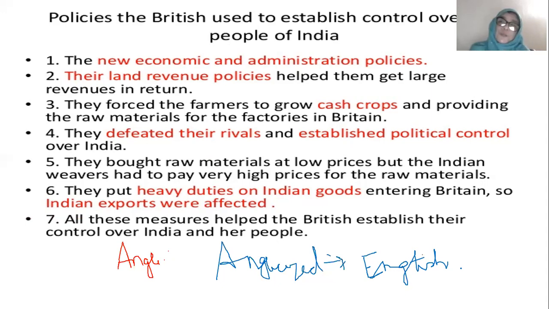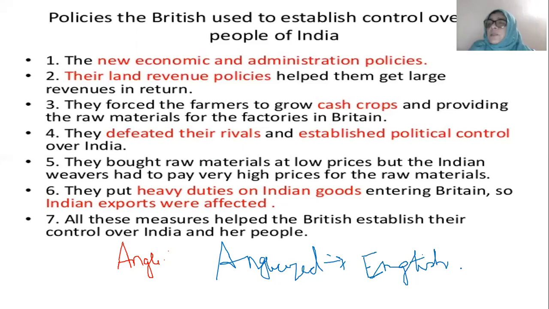Those people who knew English were coming into the civil service, but they were not giving justice to them. Not a good post was given. Their land revenue policies helped them get large revenue in return. They forced the farmers to grow cash crops, providing the raw material for the factories in Britain. They were taking our material to Britain, remember the Industrial Revolution, through which our material was being used and transported. First we were allowed to go, and then we were stopped because of the taxes we had to pay.